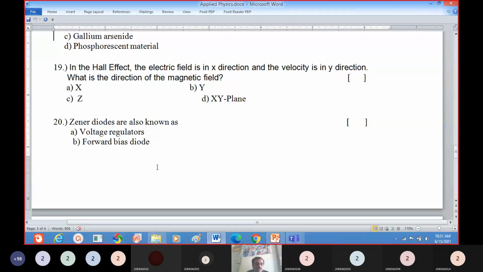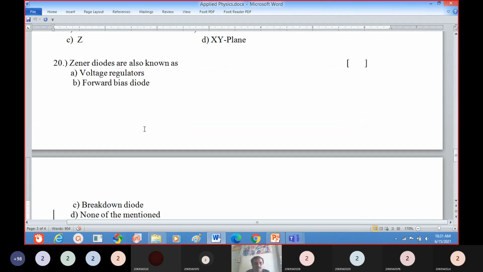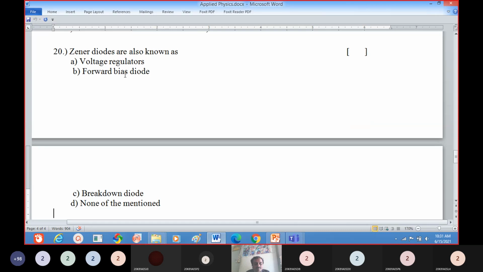Now, Zener diodes are also known as what? Option A, voltage regulator. Option B, breakdown diode, is not correct, and none of the mentioned is also not correct. So only option A is correct.